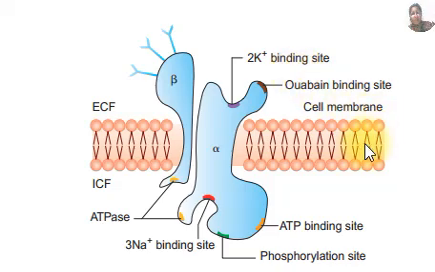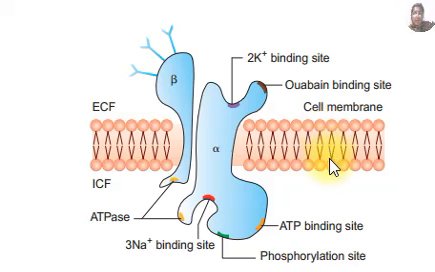And what is the function of this pump? The sodium potassium pump basically has 2 functions. The first is controlling the cell volume. It is the most important function of the sodium potassium pump, without which most of the cells of the body will swell up and maybe burst. When the sodium potassium pump fails, the cells swell up and burst.